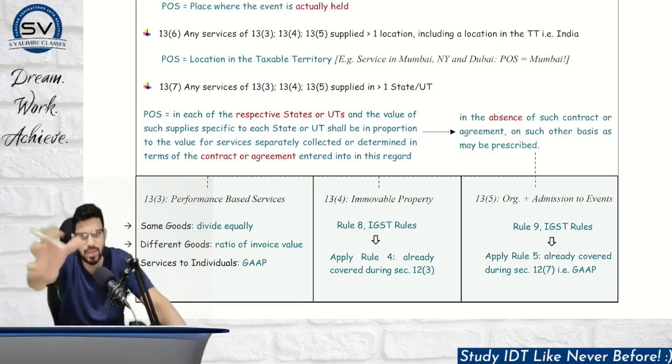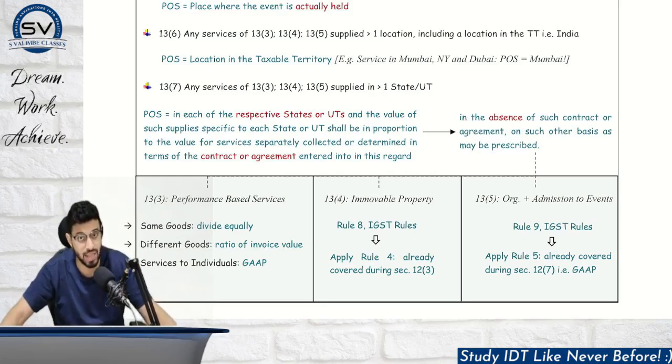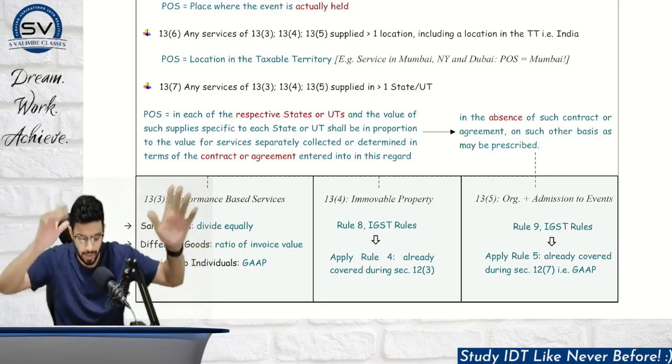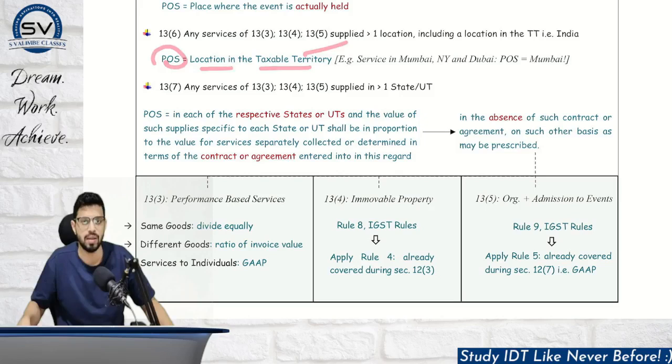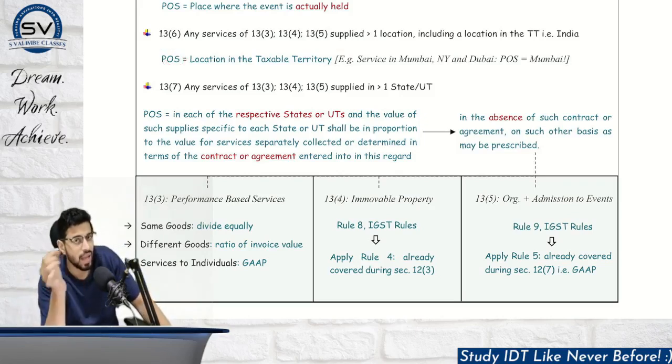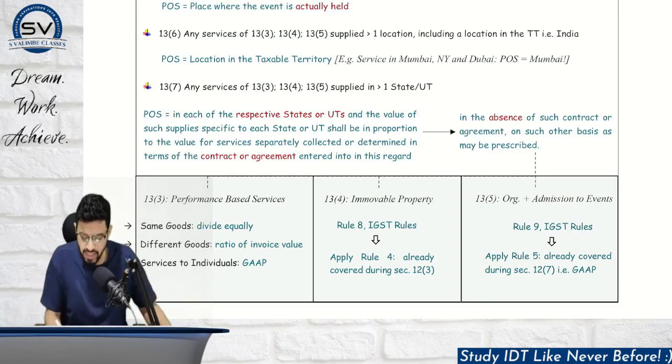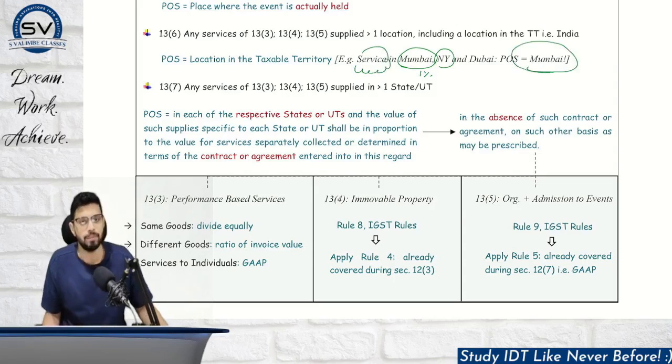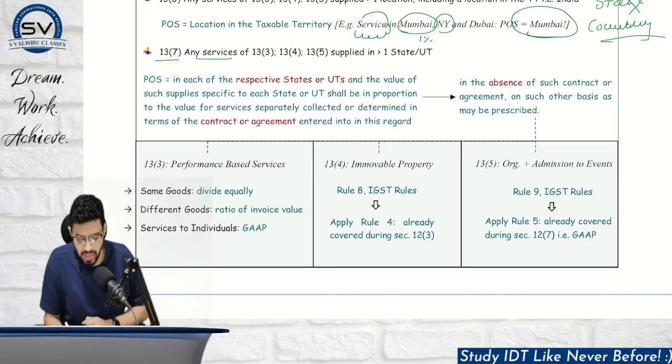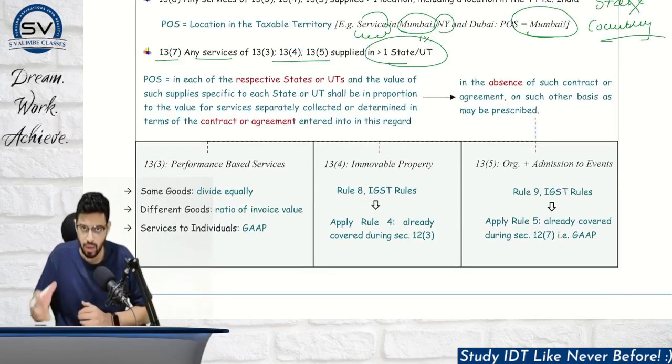If let's say 5% of the services are performed in India, 95% happen to be outside India, still the entire service will be assumed, and the place of supply shall be taken as location in taxable territory. So even if there is 1% involvement in India, the place of supply with respect to the entire contract, entire transaction will be in taxable territory. Example, if service is in Mumbai, New York and Dubai, ignore what is the percentage. Even if this is 1%, the place of supply of this particular service shall be Mumbai. I'm not talking about states, I'm talking about country level. Hope this is clear. Subsection 7. What if any of the services are performed in more than one state? Now subsection 7 talks about state, that everything is happening in India but in more than one state, and GST talks about state-wise details.